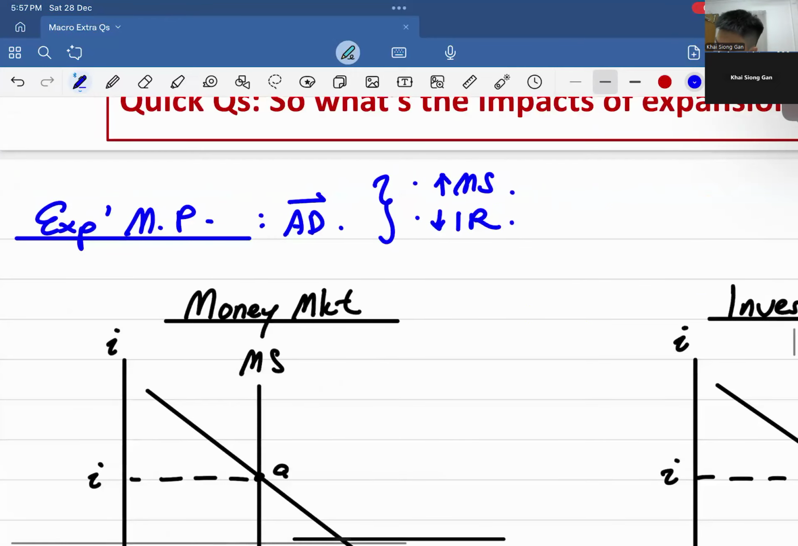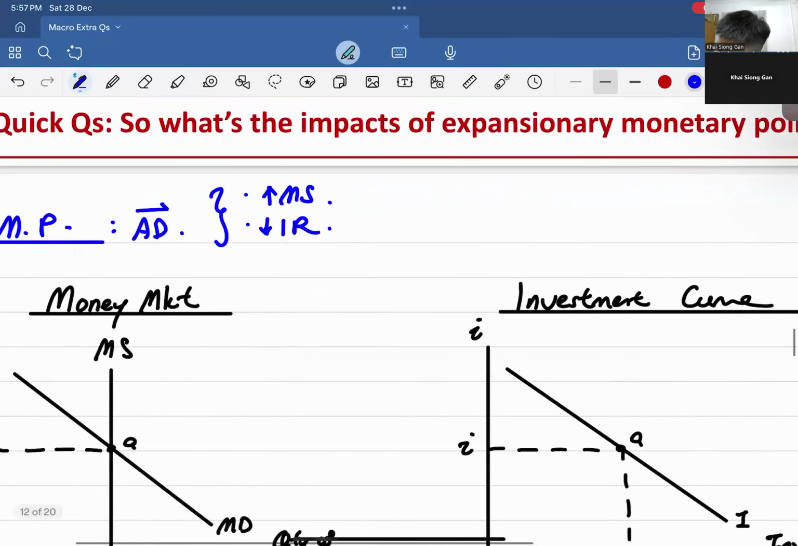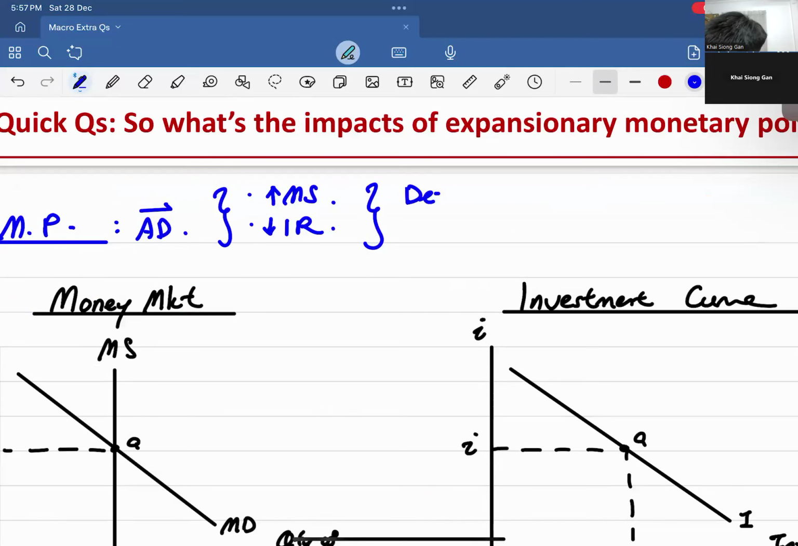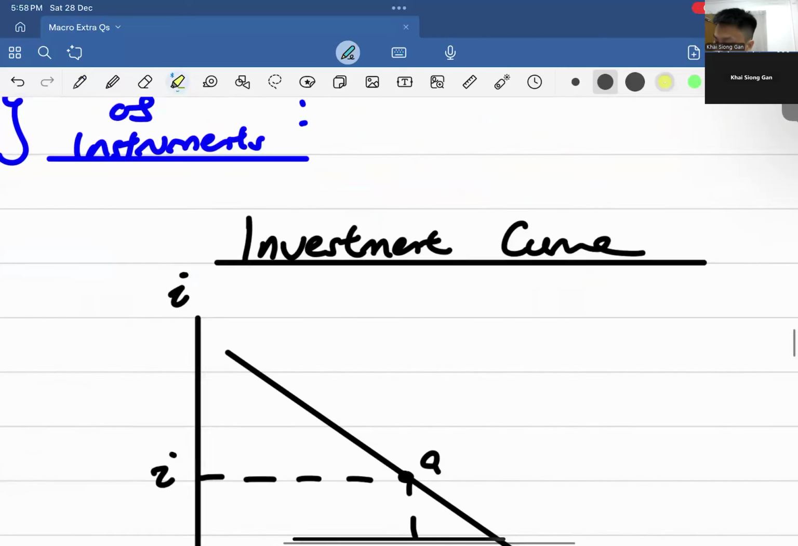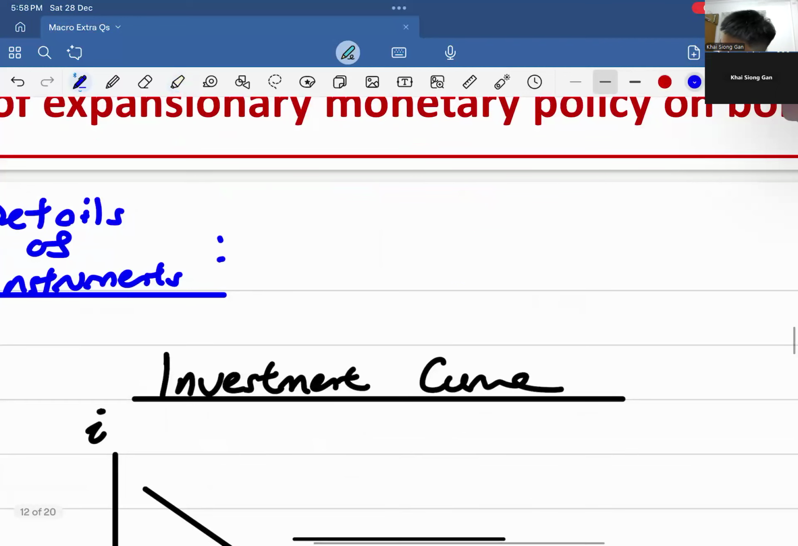That's the purpose. We can be more specific with the instruments. Let's go to the details of the instruments because sometimes they might ask you to explain them. Instruments means the ways of how they achieve this expansionary monetary policy, to achieve higher money supply and lower interest rate. Remember the mind map? I talked about the 3 details of the instrument. The first one is through open market operation, the purchase and the sale of the government bonds.